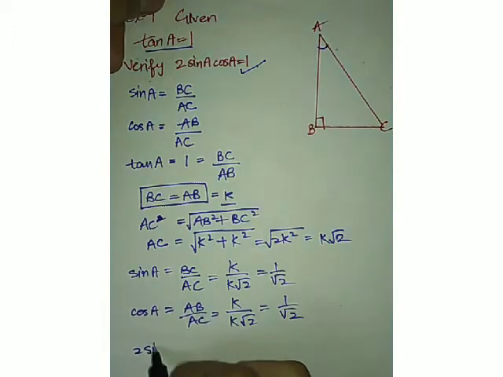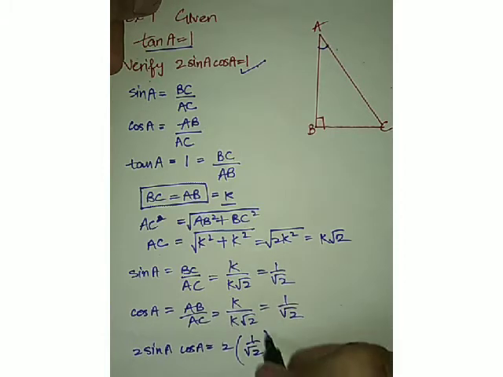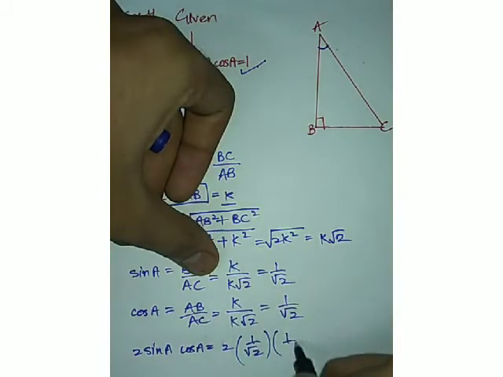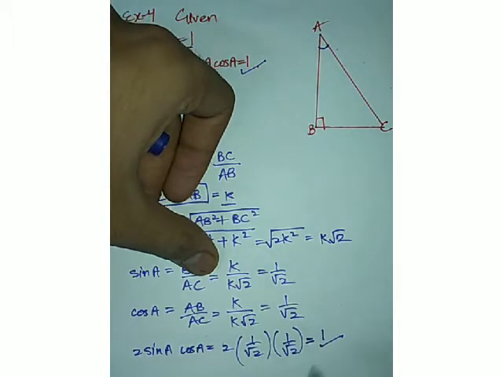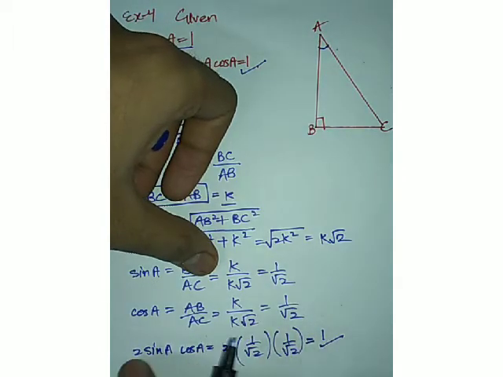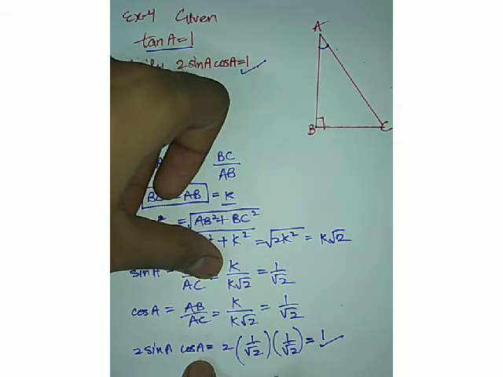Now 2 sine A cos A is equal to 2. What's the value of sine A? 1 upon root 2. What's the value of cos A? 1 upon root 2. Now root 2 multiplied by root 2 is 2, and 2 divided by 2, you will get 1 as an answer. So yes, we have verified that the given expression is a correct one.